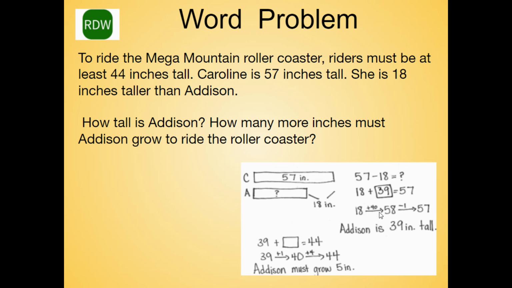Or you can count on from 18 all the way to 57, and then you will look at what's on the arrows, because this is the arrow way, and 40 minus 1 is equal to 39. So Addison is 39 inches tall. So we now know how tall Addison is.